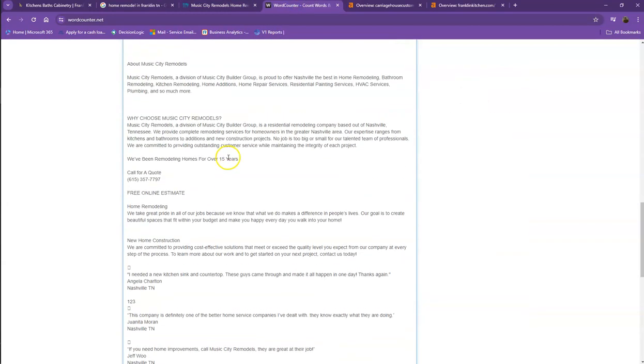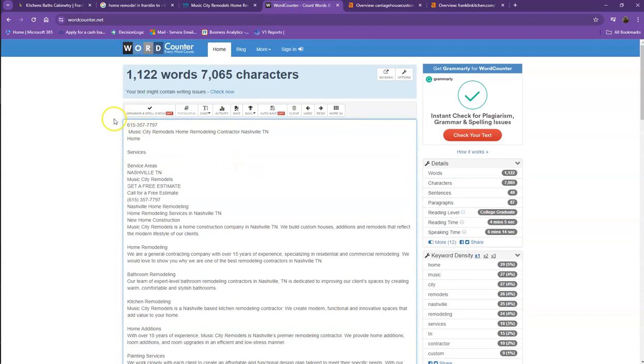So for their homepage, they currently have 1,122 words. Well, this is actually a good number. However, they're still kind of behind the goal of 1,500. So one thing that you need to focus on is adding more words into your homepage. That way your website is going to be considered as a much more trustworthy website.